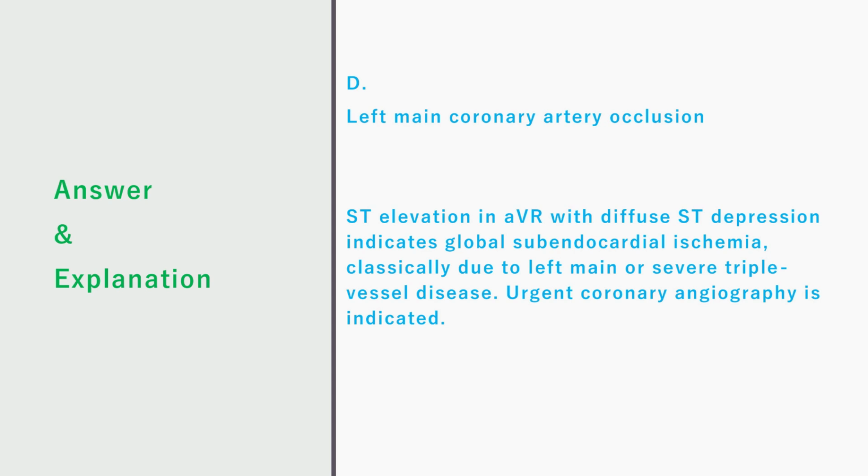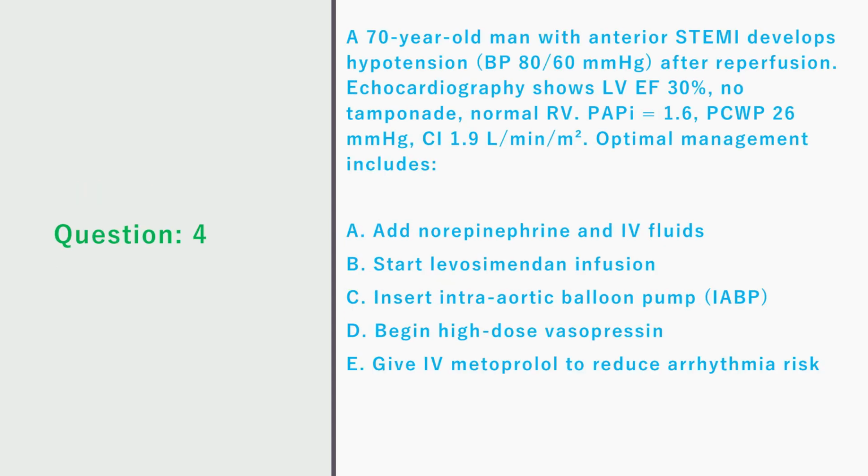Explanation. ST elevation in aVR with diffuse ST depression indicates global subendocardial ischemia, classically due to left main or severe triple vessel disease. Urgent coronary angiography is indicated.